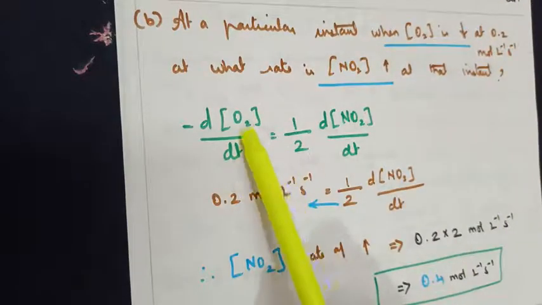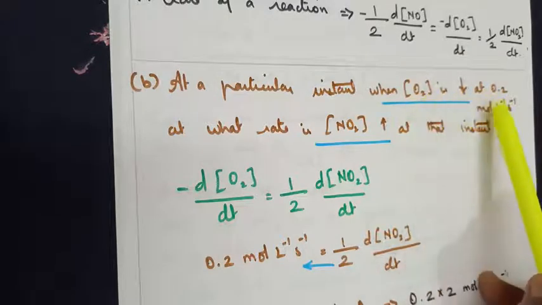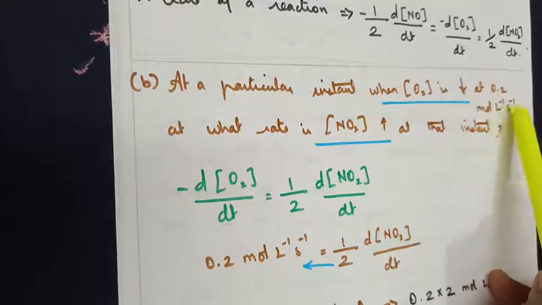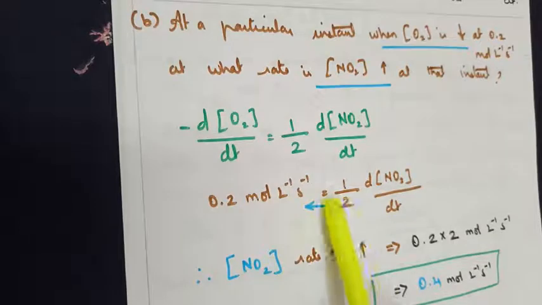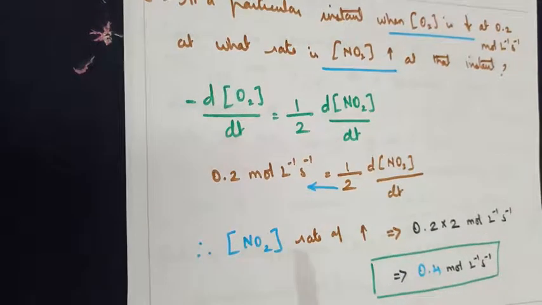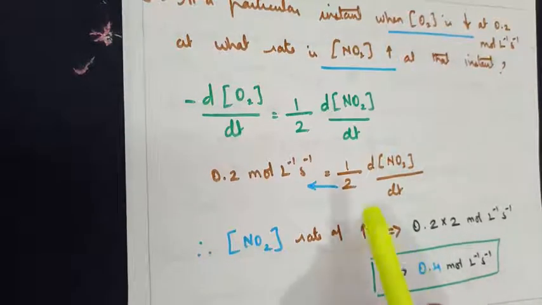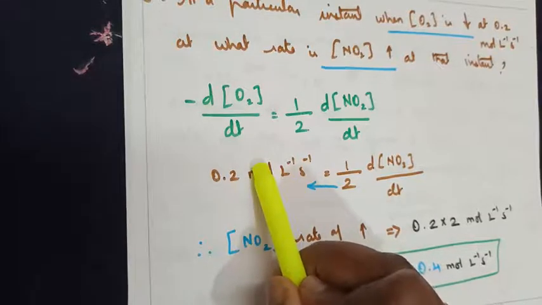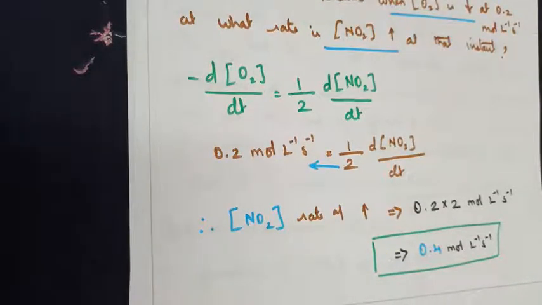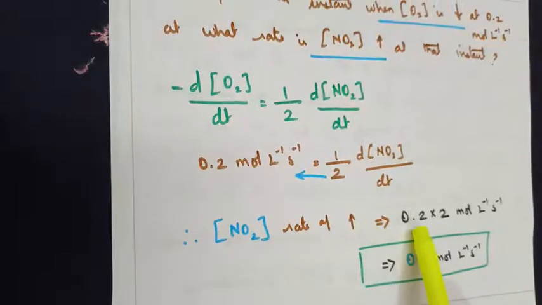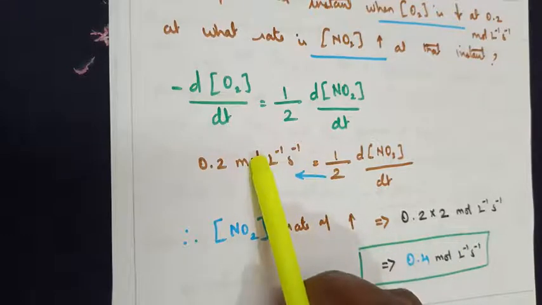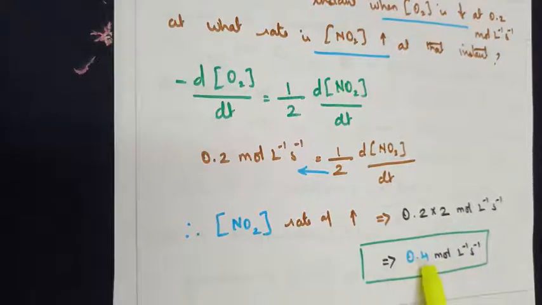Now substituting, what's the concentration of oxygen decrease given to us? 0.2 moles per liter per second. Just write down the same term. The next step, basic maths: the denominator goes to the numerator on this side. However you want, you can write it. The increase in the rate of the nitrogen dioxide is equal to 0.2 into this 2 goes to the numerator. So multiplying, we get 0.4 moles per liter per second.